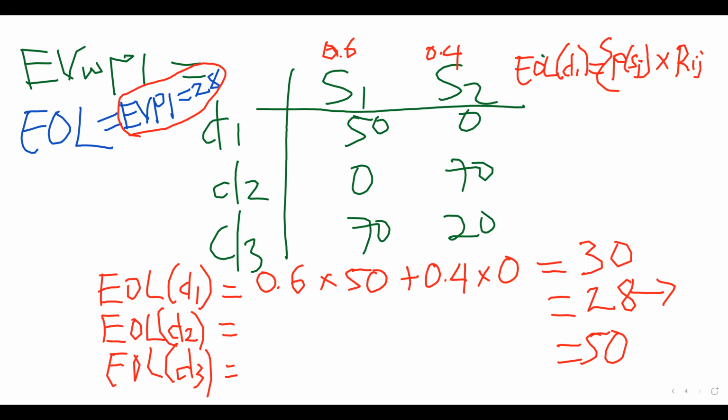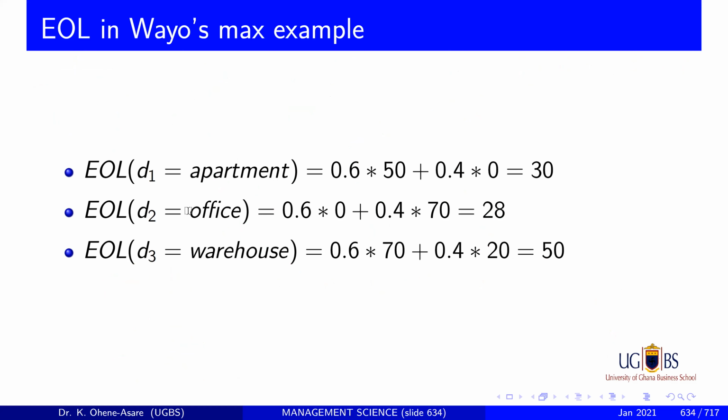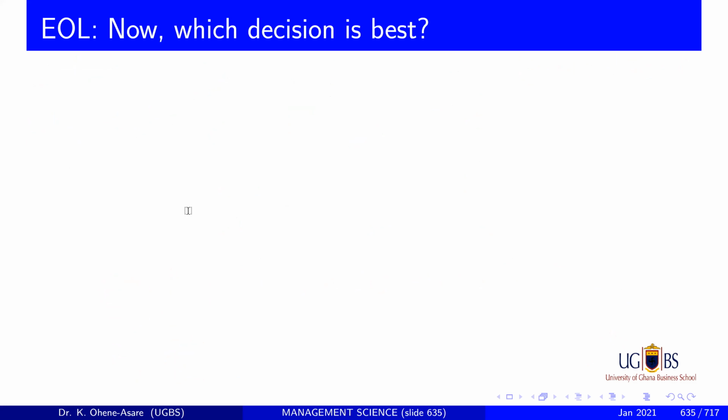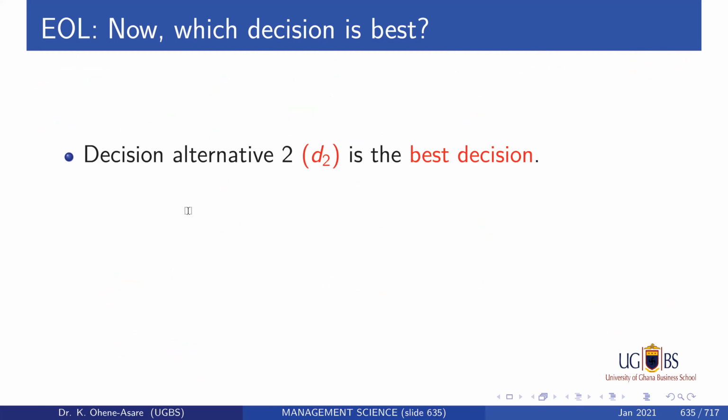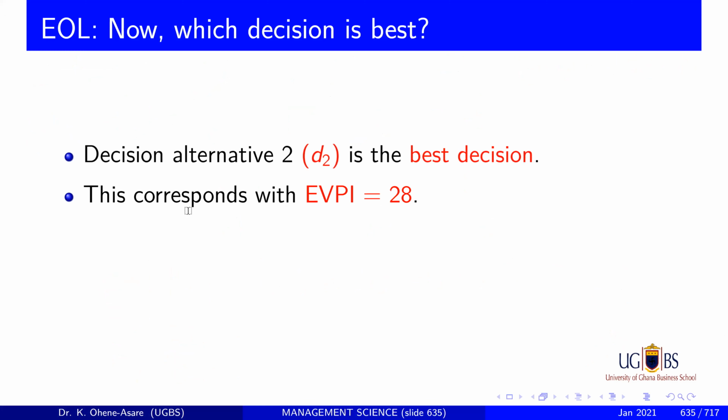So based on this, we can make some conclusions. Anyway, everything we did is here. We can make some interesting conclusions. The first conclusion is this. Do you realize that decision alternative 2, which is office building, has been selected out of the 5 criteria that we have used? It has been selected 3 times. An apartment building has been selected twice. And warehouse has been selected none.